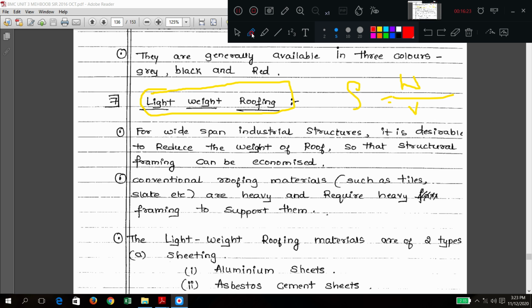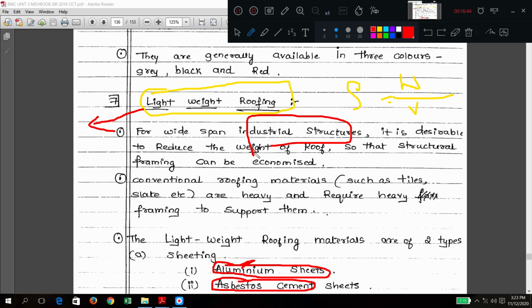Apart from that, what type of material do you expect generally for lightweight? Can you go for steel? Can you go for stone? No, not at all possible. So obviously you should go for aluminium sheets. Sometimes asbestos sheets, but nowadays we generally go for aluminium sheets. This is generally used for industrial purposes. Sometimes you have to avoid tiles and everything.